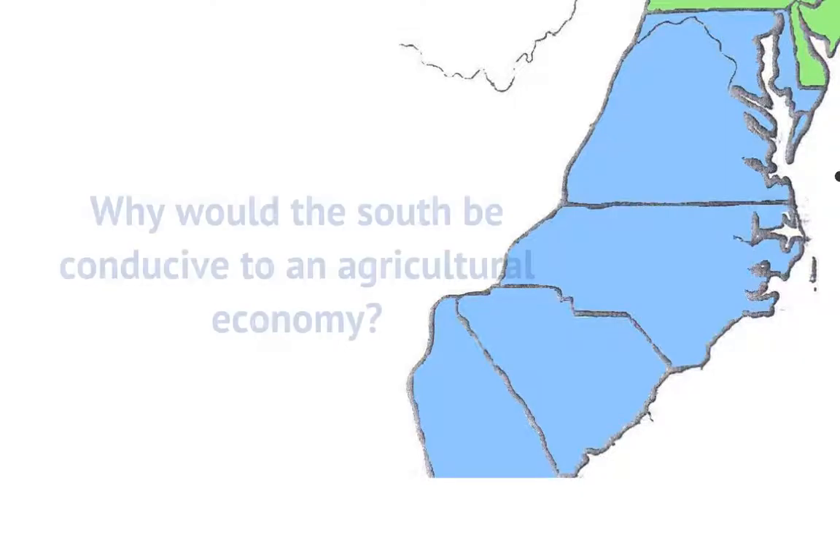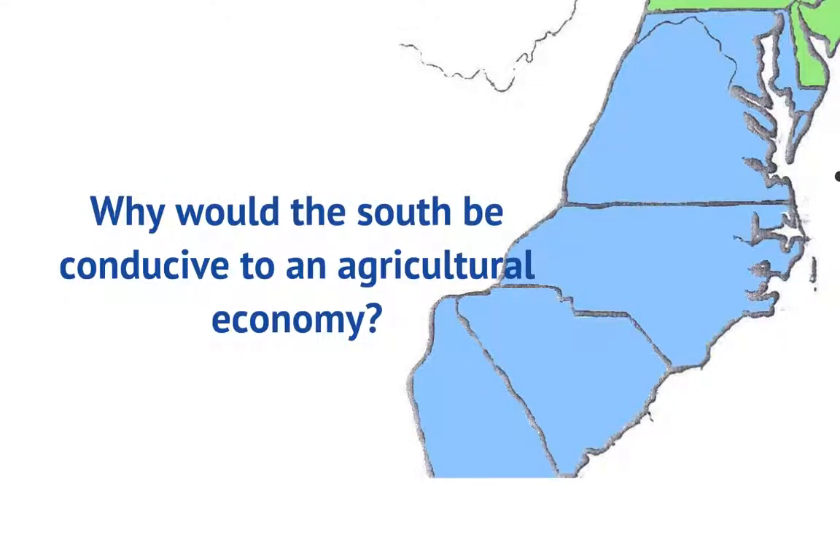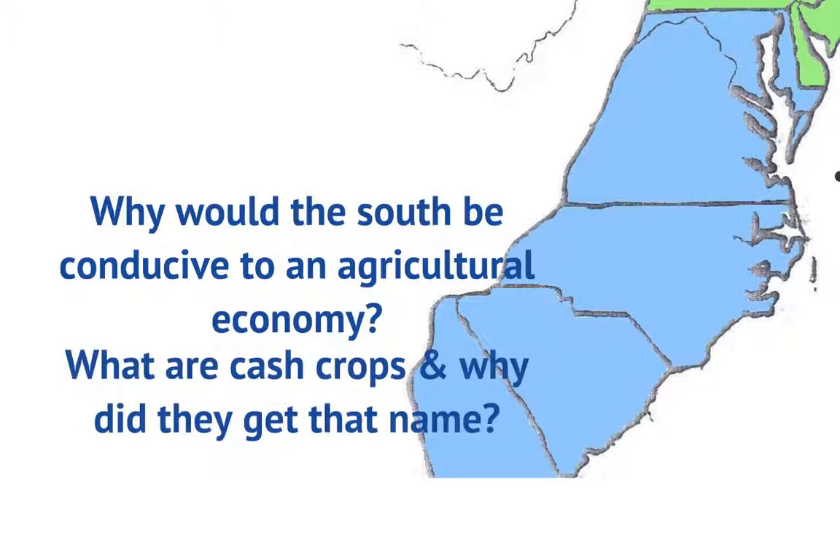So, some questions we've got to throw at you. Why would the South be conducive to an agricultural economy? Conducive meaning, why would the South be a great place to grow crops? Now, whenever we're talking about cash crops, what are cash crops? How did they get that name? Cash crops are exactly what they sound like. They're crops that are grown for money.